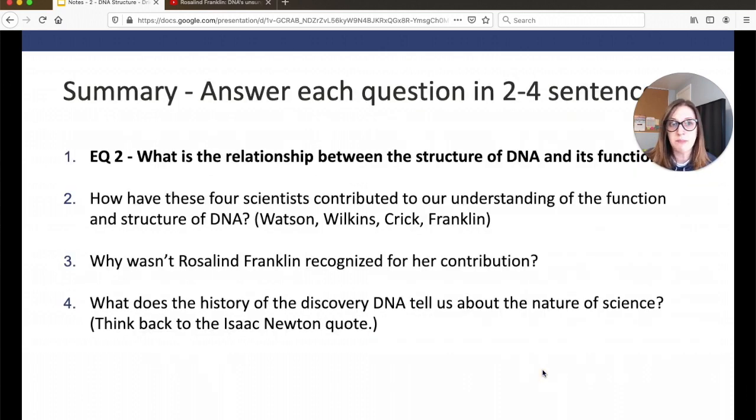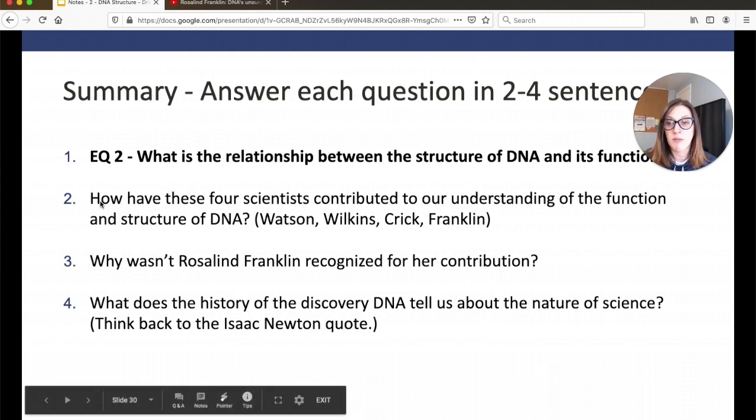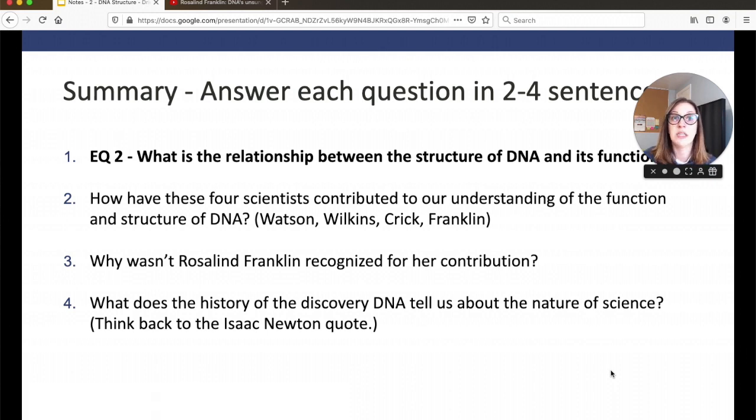So summarize your responses to the following questions. Number one, what is the relationship between the structure of DNA and its function? For example, how does DNA hold information relating to the bases, and how does its structure allow for it to be copied easily? Two, how have these four scientists contributed to our understanding of the function and structure? So summarize what each scientist did. Three, why wasn't Rosalind Franklin recognized for her contributions at the time? And four, what does the history of the discovery of DNA tell us about the nature of science? Thinking back to that Isaac Newton quote. All right, go ahead and respond to these questions to summarize what you've learned today.